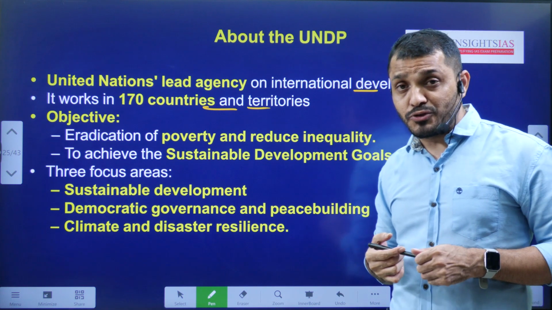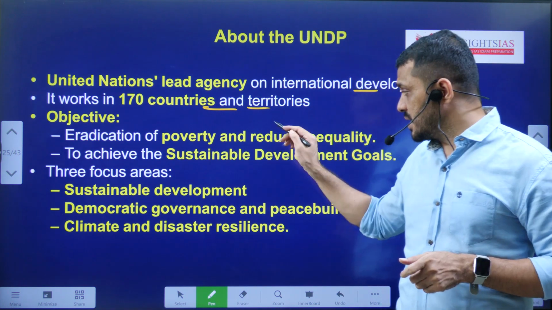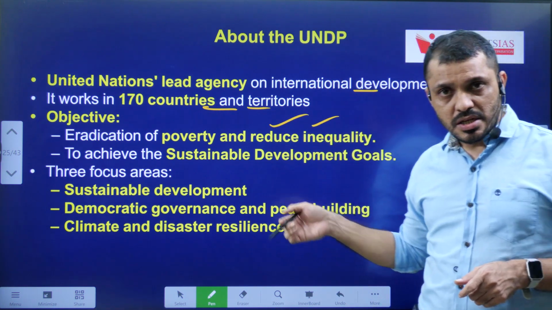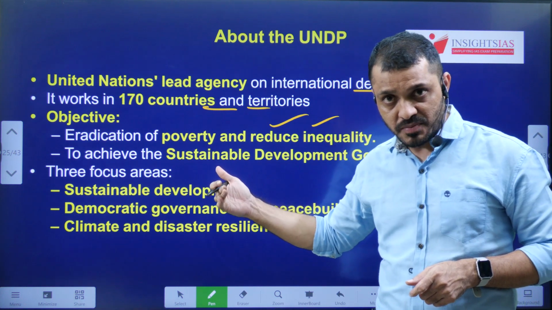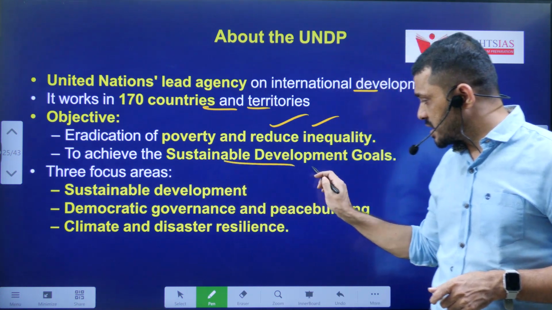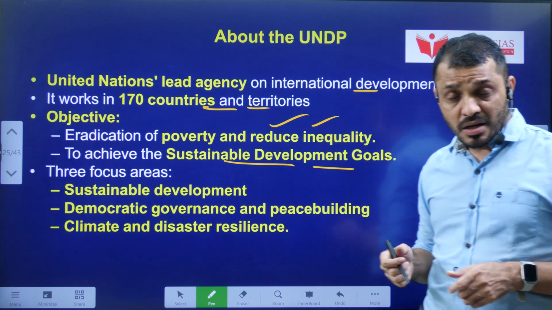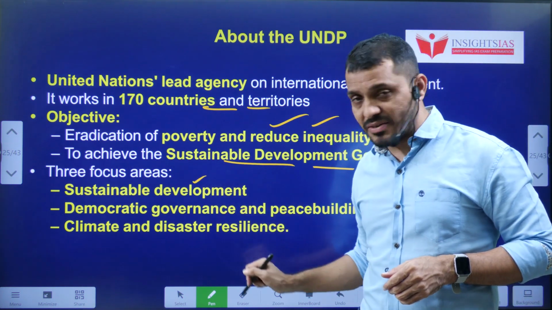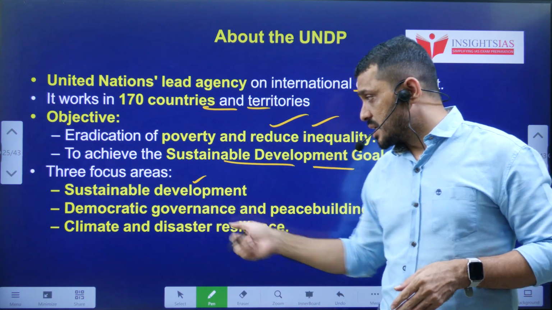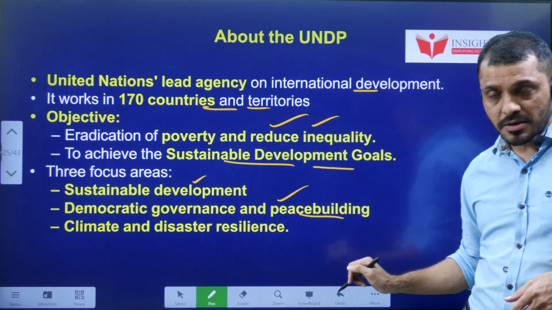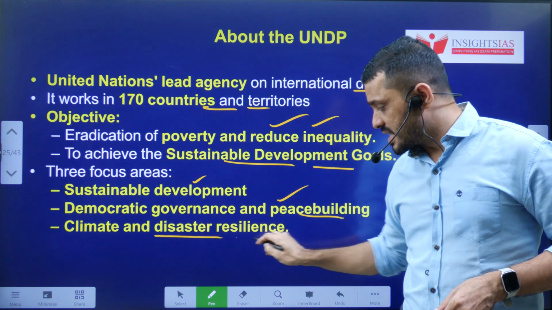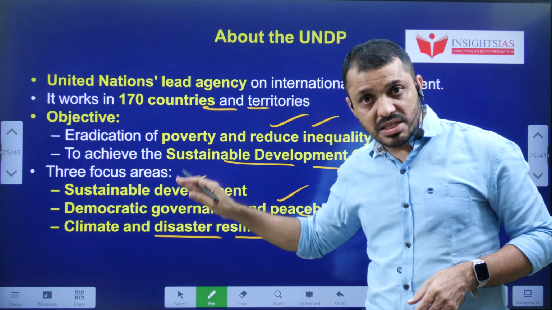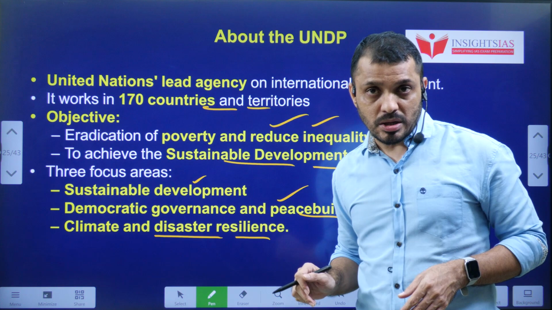What is the main objective of UNDP? To eradicate poverty and income inequalities, and it also helps nations to achieve their sustainable development targets or goals. It works under three main focus areas. They are sustainable development, around 17 goals, democratic governance and peace building, and finally climate and disaster resilience. Around these three focus areas, this particular organization works.